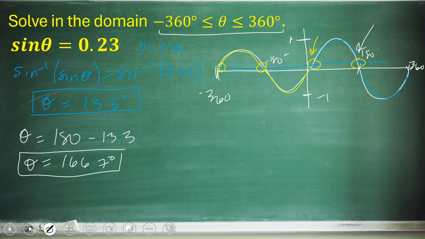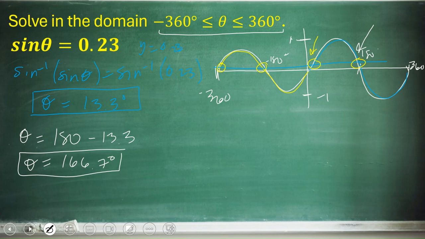Just a reminder, you're going to notice that the 13.3 degrees and the 166.7 degrees are equidistant from 2 points. So 13.3 degrees is exactly 13.3 degrees from 0, and 166.7 degrees is exactly 13.3 degrees from 180. So they're symmetrical on our sine wave.